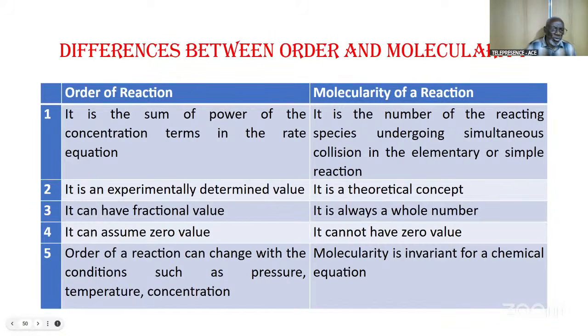I want you to also know that order of reaction can have a fractional value. It can be 1 over 3. It can be 1. It can be half. It can be 1 over 4. So it can have a fractional value, but it is always a whole number in molecularity because it is the number of molecules reacting. So it is the number of species, and it must be a whole number.